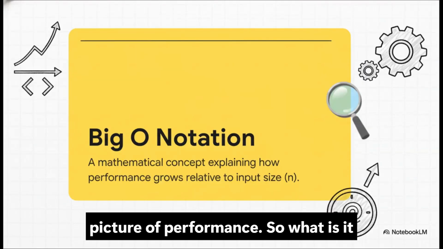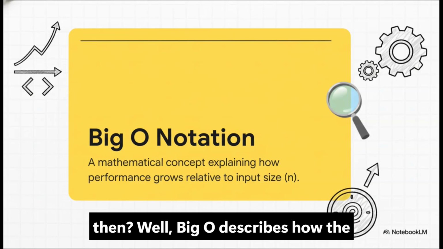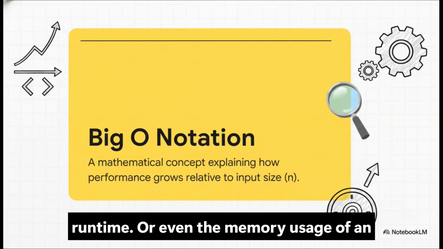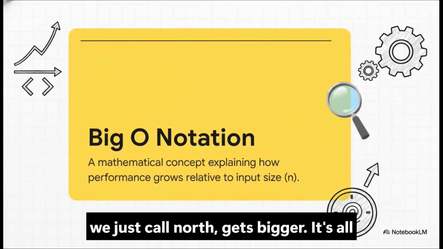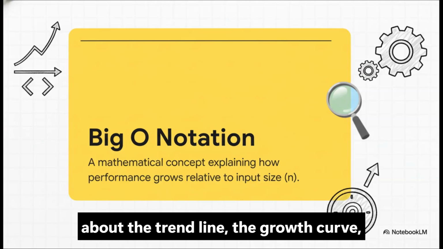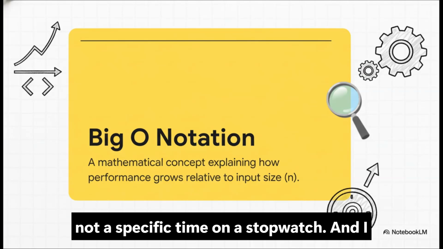So what is it then? Well, Big O describes how the runtime or even the memory usage of an algorithm grows as its input size, which we just call n, gets bigger. It's all about the trend line, the growth curve, not a specific time on a stopwatch.